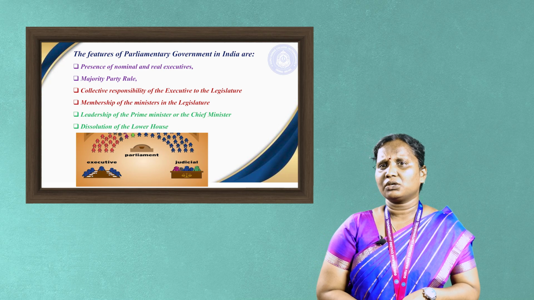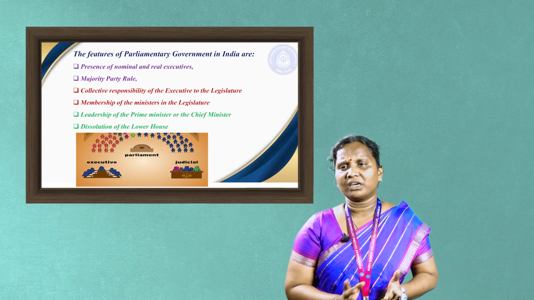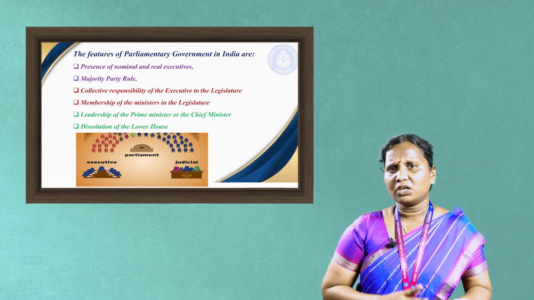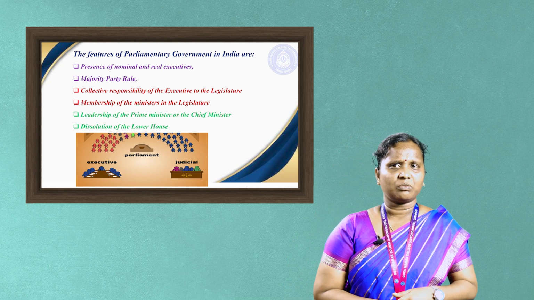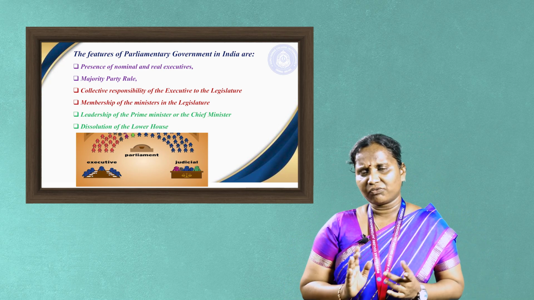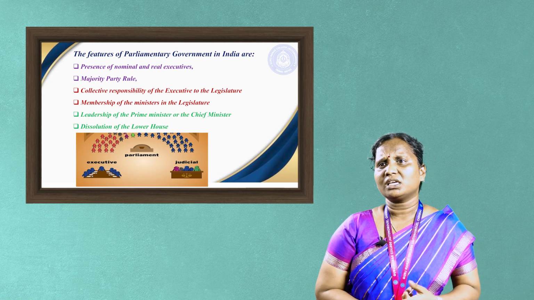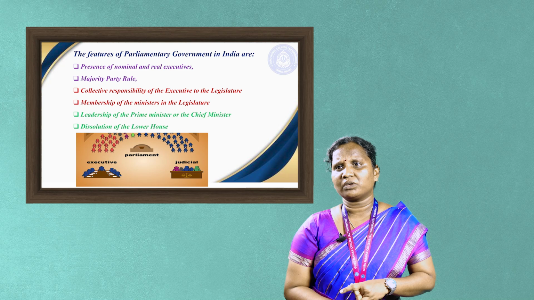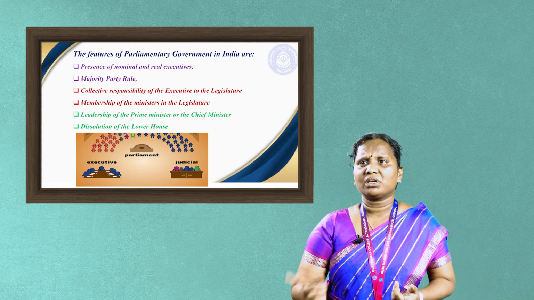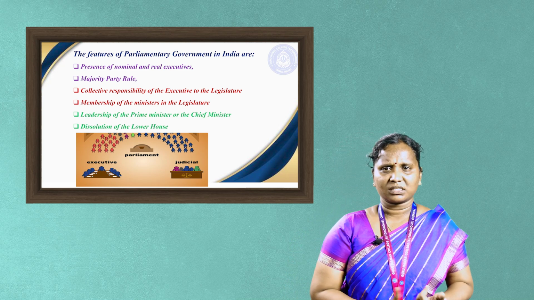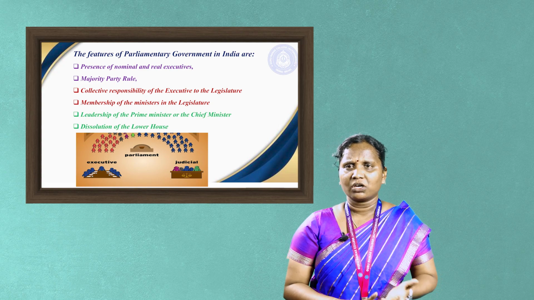Next one, the collective responsibility of the executive to the legislature. The ministers of Parliament or the state legislative assembly are individually and collectively directly responsible to the legislature. Next, the membership of the ministers in the legislature: every minister, in the central government or state government, belongs to the legislature. Next, leadership of the prime minister or the chief minister: the ruling party leader becomes the chief minister or prime minister. Next, the dissolution of the lower house. Those are the features of the parliamentary system followed in India.